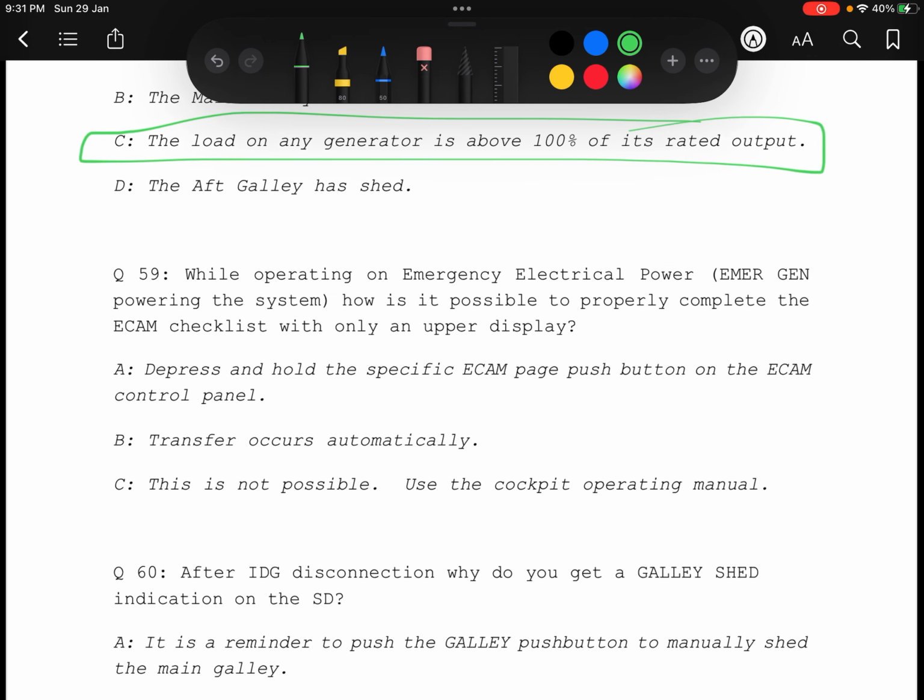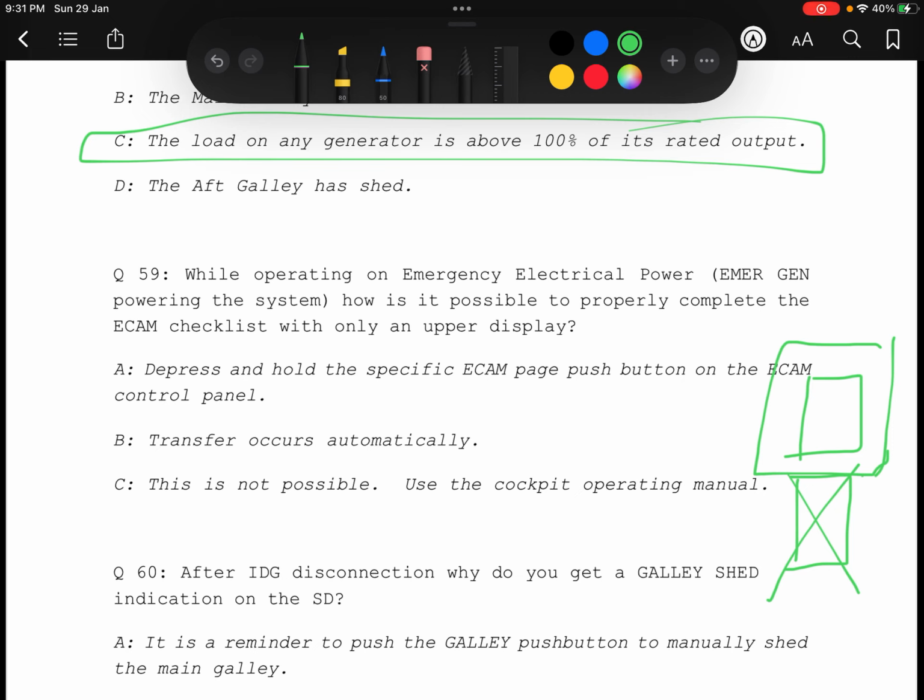59th, while operating on emergency electrical power, how is it possible to properly complete the ECAM checklist with only the upper display available? You know what they are asking? There are two ECAM displays and there is emergency electrical power, with the emergency generator powering, so we have only the upper ECAM display. So how will you complete your ECAM checklist?